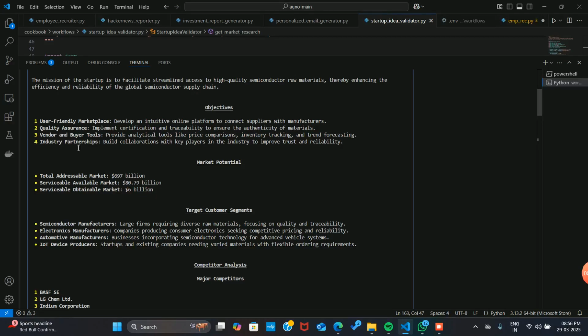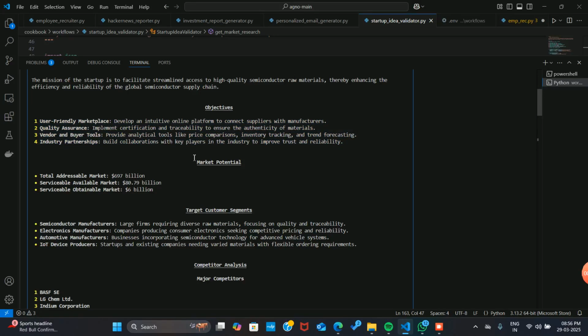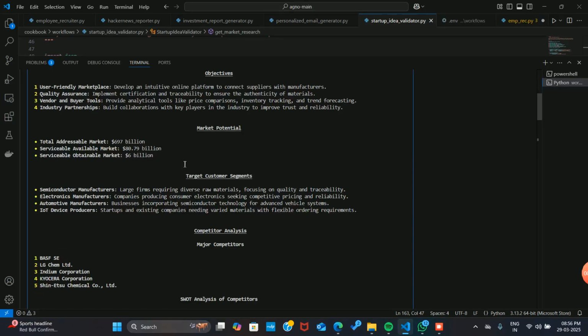Coming to industry partnership, this is very important. Build collaborations with key players in the industry to improve trust and reliability. Of course, if you get associated with the big, known names in this field, then that makes your job that much easier. Now, coming to market potential.